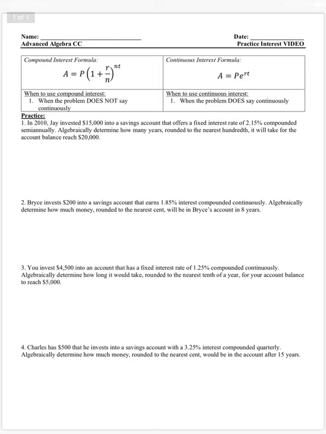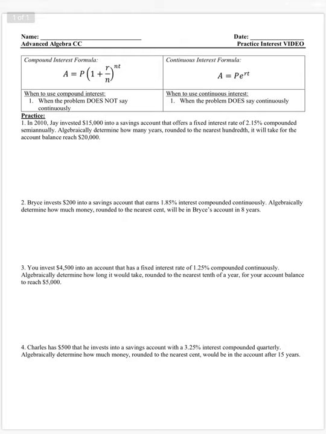It gives you the formula: A equals P times (1 plus r over n) raised to the nt. And on the right is the continuous interest formula, that is your A equals Pert, as people will say. Underneath that, I wrote when you are going to use compound interest and when you're going to use continuous interest. Very simple. When the problem does not say continuously, you do not use the continuous interest formula. Use the compound interest formula. When it does say continuously, you use the continuous interest formula, Pert.